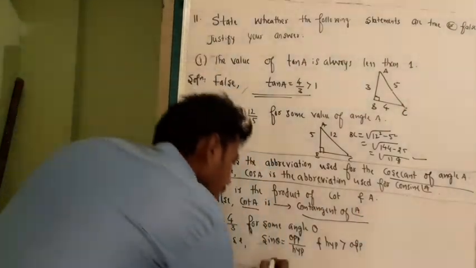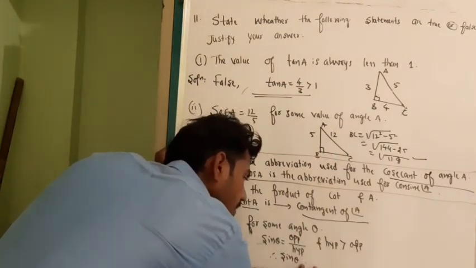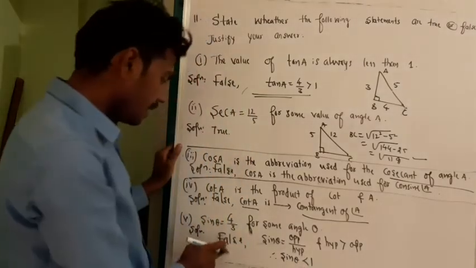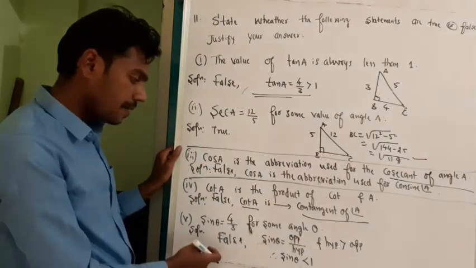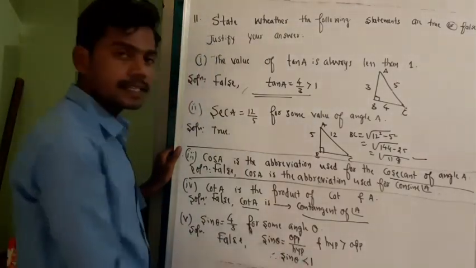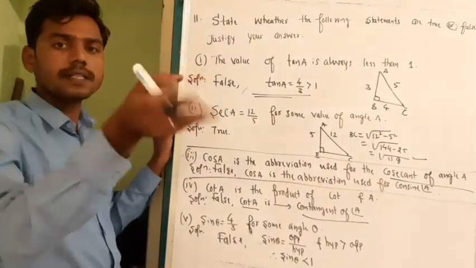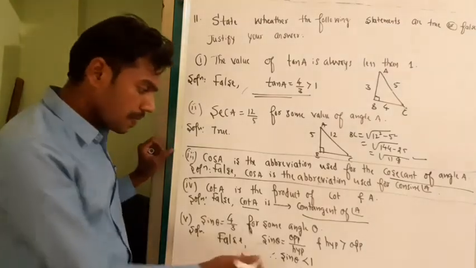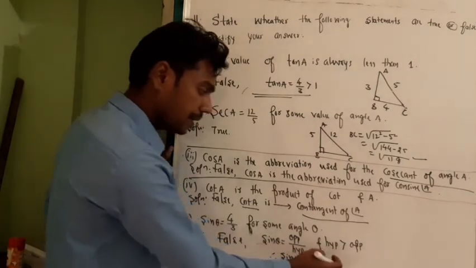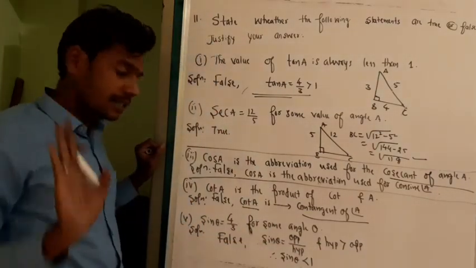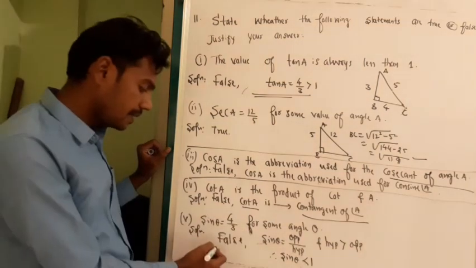Therefore sin theta is always less than 1. That is the reason it contradicts this statement, which is 4 by 3, a value more than 1. In a right angle triangle, the hypotenuse is always greater than the other two sides, and the hypotenuse is in the denominator, so sin theta is always less than 1. But here they are saying that sin theta is greater than 1, which is false.